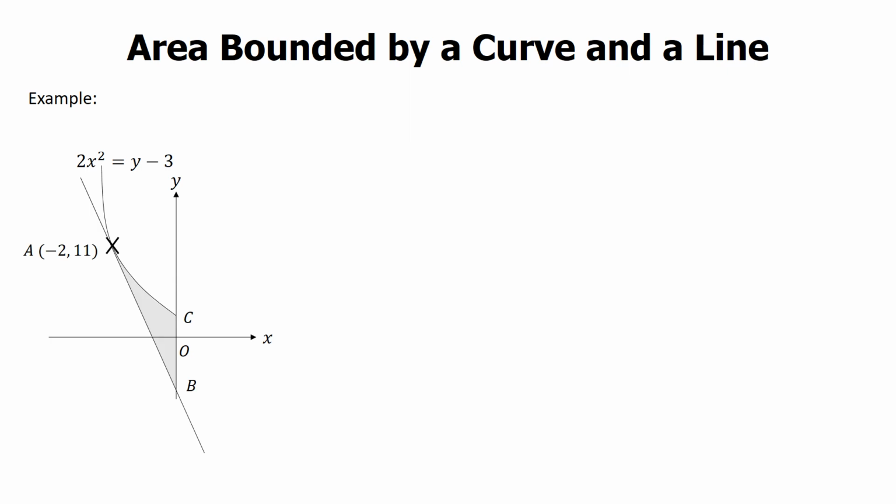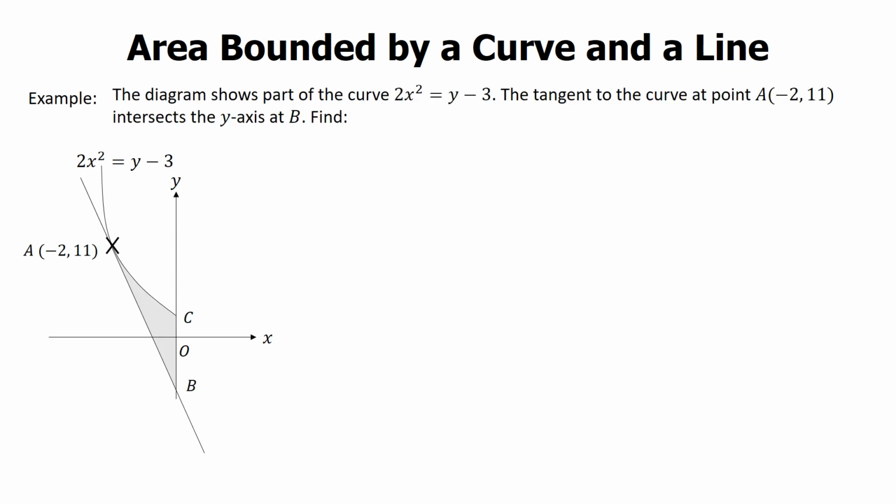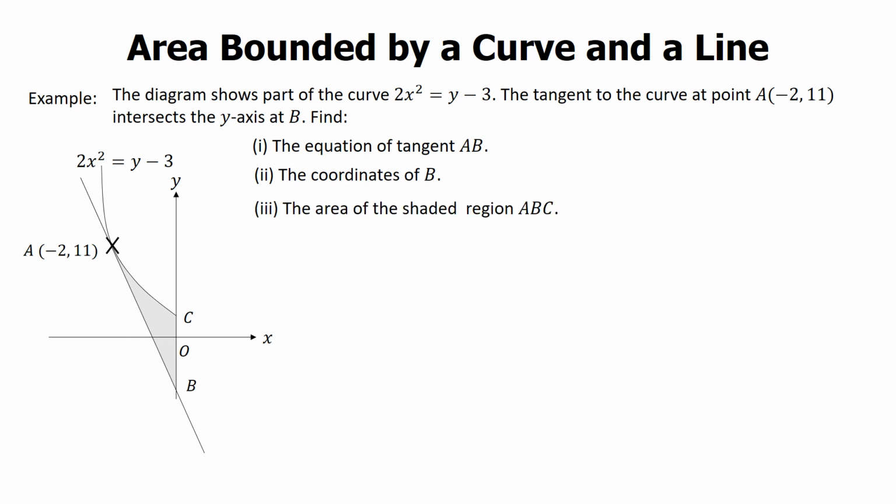Now, let's look at more examples on area bounded by a curve and a line. Here is another example. Given this diagram, the diagram shows part of the curve 2x² = y - 3. The tangent to the curve at point A (-2, 11) intersects the y-axis at B. Find, number 1, the equation of tangent AB, 2, the coordinates of B, and 3, the area of the shaded region ABC.